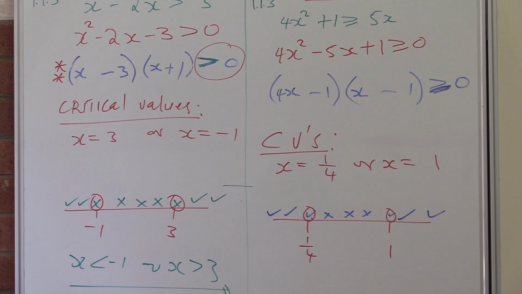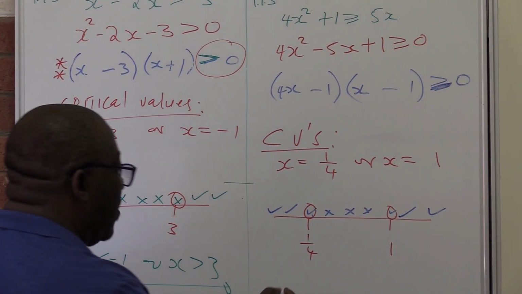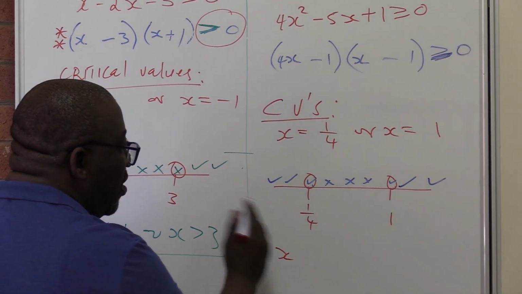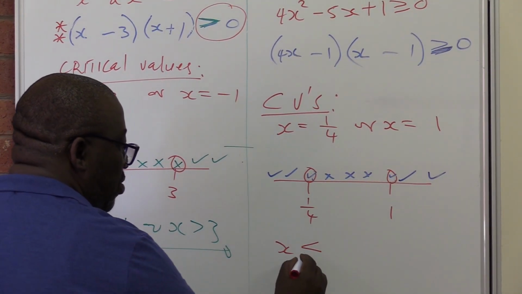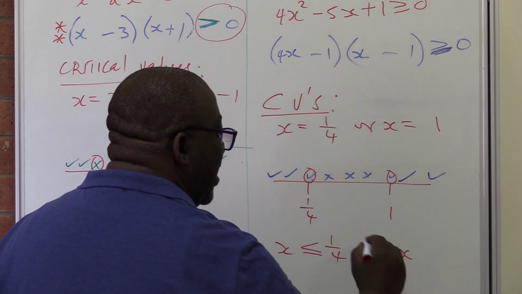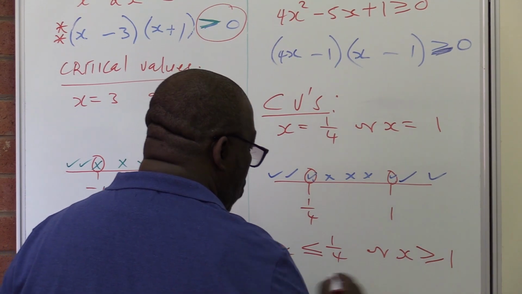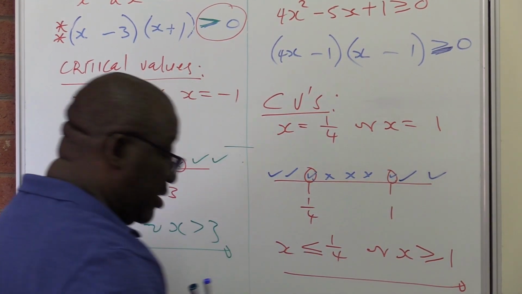Our x, in this particular case, our x are all the values that are less or equals to 1 over 4, or x is greater or equals to, in this particular case, 1. This is how you go about writing these inequalities.